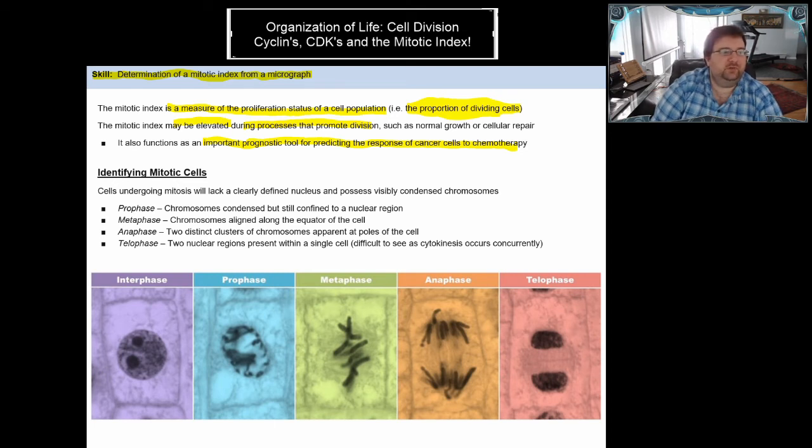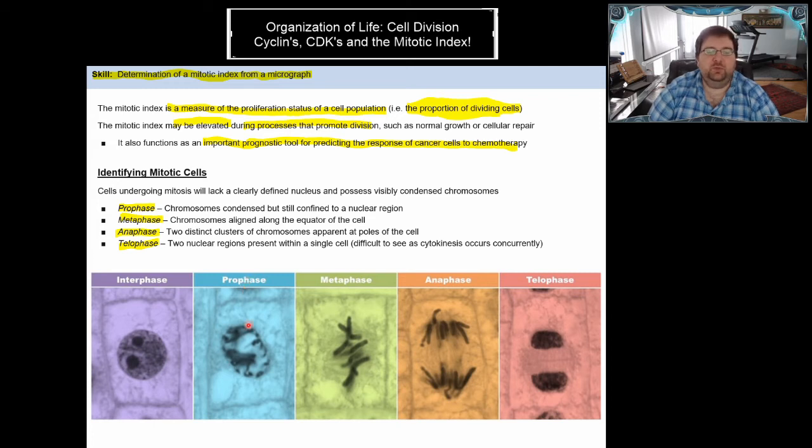So the first thing we've got to be able to do is identify when a cell is actually dividing. So when is it in prophase, when is it in metaphase, when is it in anaphase, and when is it in telophase. And we want to be able to look at a micrograph and be able to see these things, okay? So here's interphase. You will be able to tell that something's in interphase when there is one nuclear region filled with chromatin, okay? One concrete nuclear region filled with chromatin.